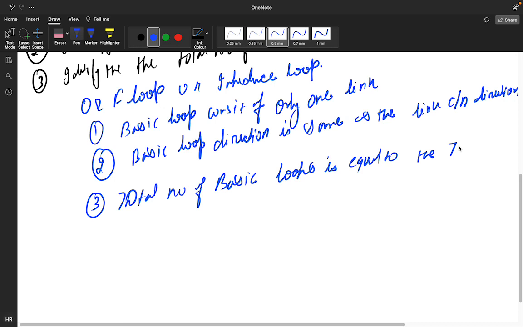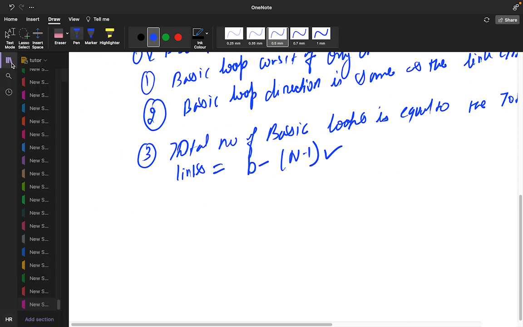So links is actually the co-tree, that dotted line. Okay. So in your basic loops you will get one link, meaning for forming one loop. So the total number of basic loops is equal to the total number of links. And the formula for links is b minus n plus 1. Okay, so now let's solve the question.